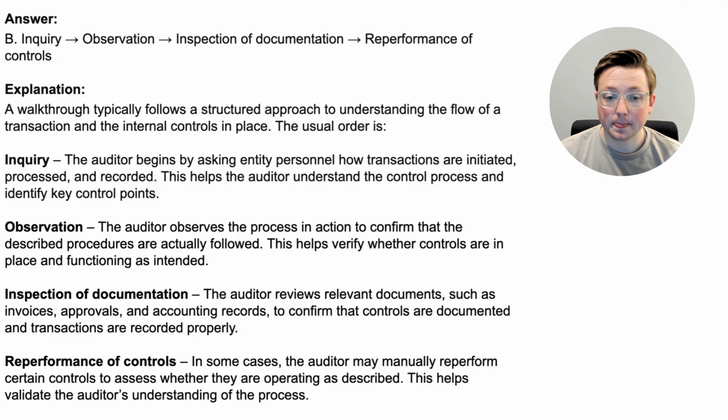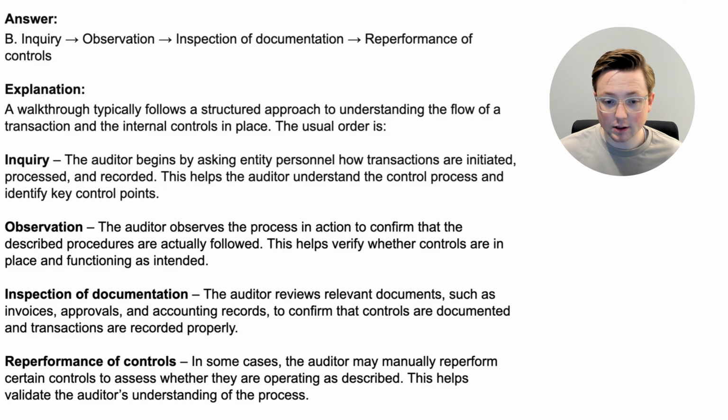Then there's observation. The auditor observes the process in action to confirm that the described procedures are actually followed. This helps verify whether controls are in place and functioning as intended. And then inspection of documentation comes after that. The auditor reviews relevant documents such as invoices, approvals, and accounting records to confirm that controls are documented and transactions are recorded properly. And then finally, reperformance of controls.